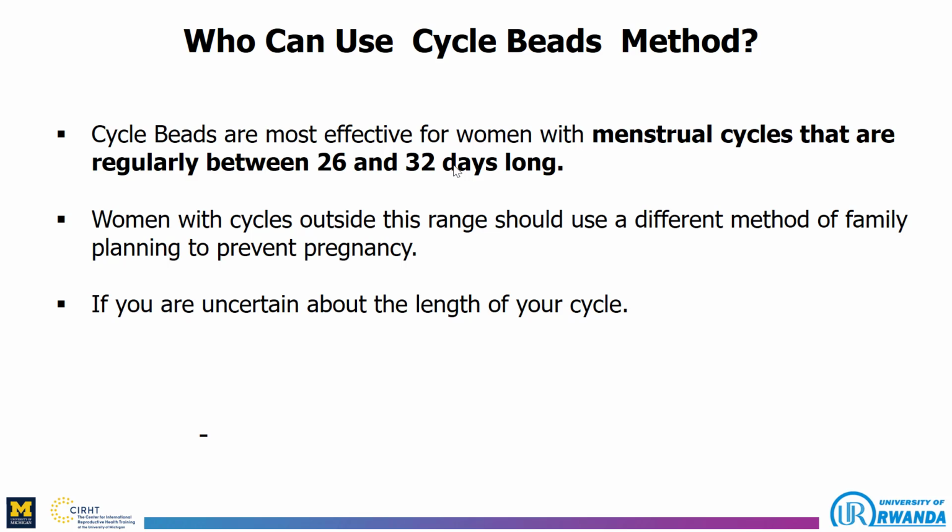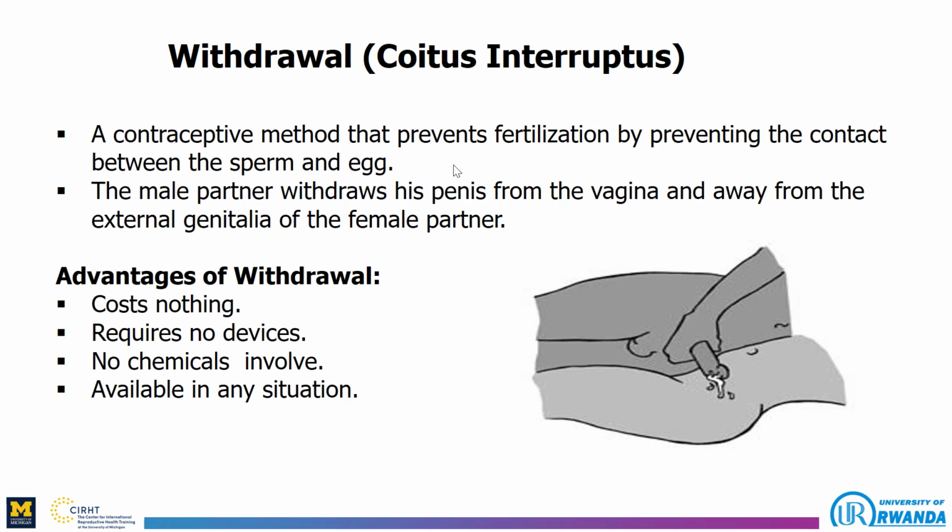Who can use the cycle bead method? Cycle beads are most effective for women with menstrual cycles that are regularly between 26 and 32 days long, as we said. Women with cycles outside this range should use different methods of family planning to prevent pregnancy. If you are uncertain about the length of your cycle, use other complementary methods of family planning.